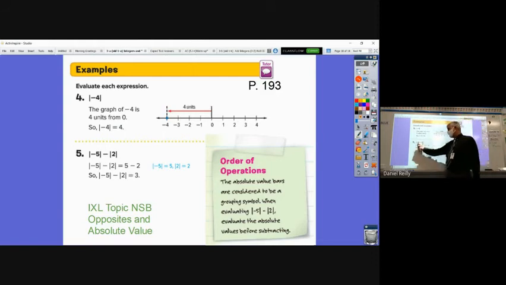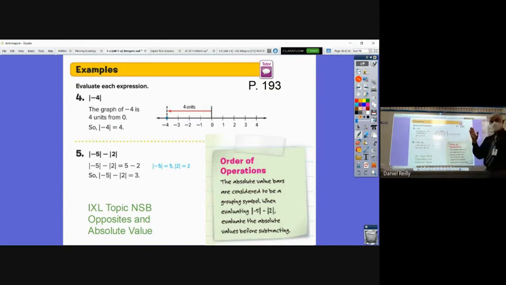So this one says the absolute value of -5 minus the absolute value of 2. The absolute value of -5 is 5. The absolute value of 2 is 2. You do inside these like they're parentheses. You do that first, then you do the subtraction. Okay? Absolute value bars are like parentheses. You do everything inside of them, then you take the absolute value.